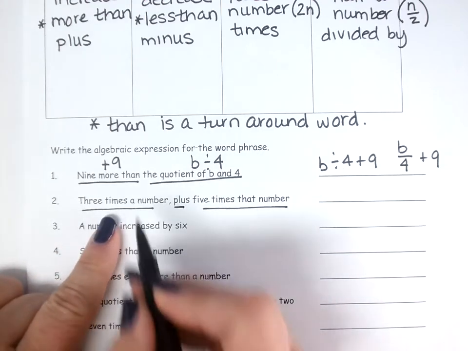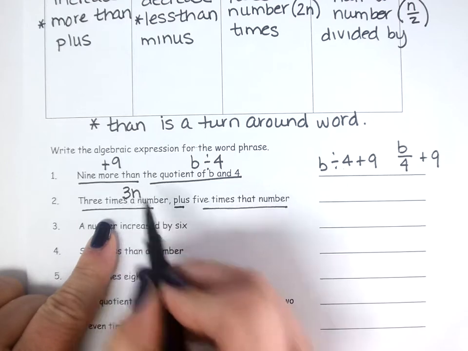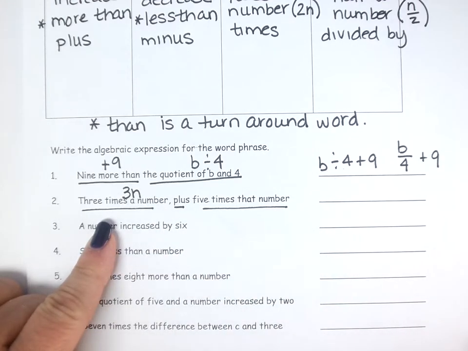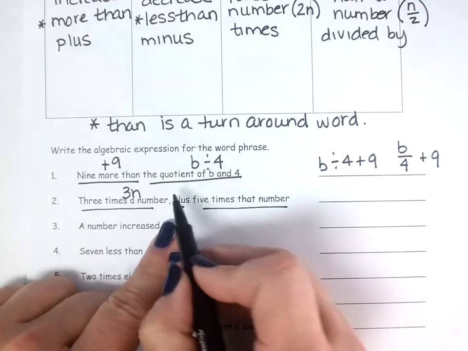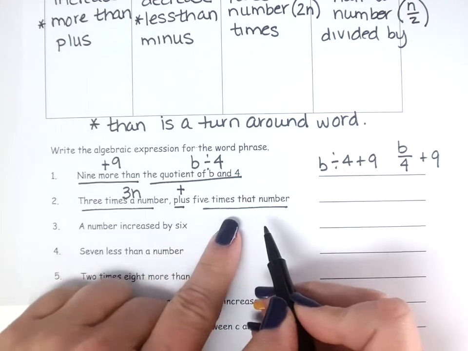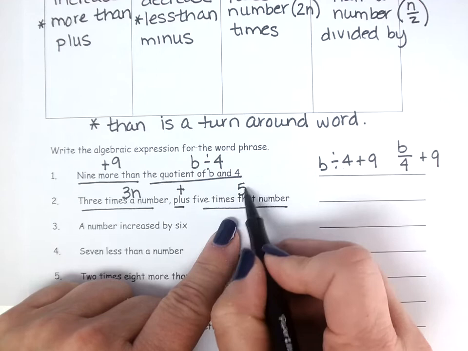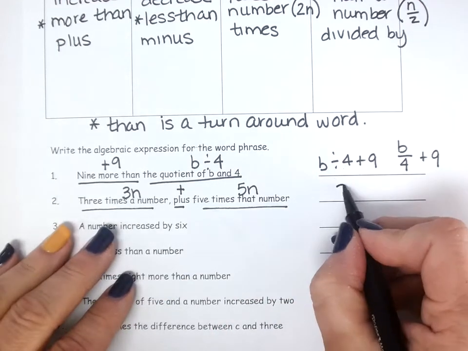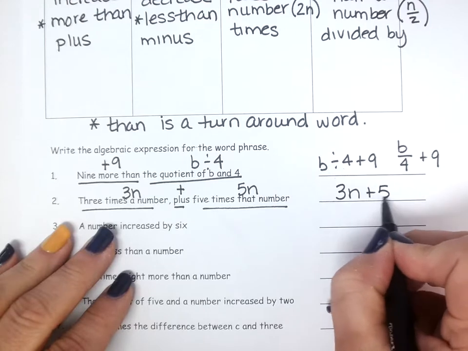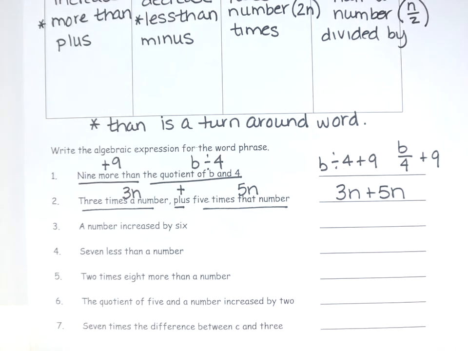3 times a number plus 5 times that number. So the first thing is 3 times a number, which would be like 3n. And by the way, you can pick any letter you want, but I would pick letters that don't look like numbers. Then I'm going to plus something, right? What am I plussing? 5 times a number. So I like to break it apart. I like underlining the different parts, and then after I go back and put it together.